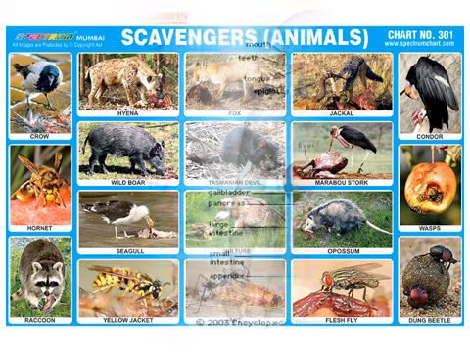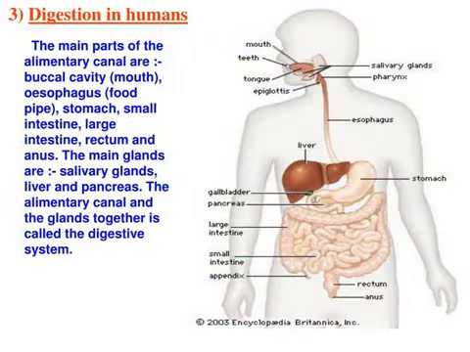Students, let's talk about the nutrition in human beings. We know man is an omnivorous and depends on both plants and animals for food. We get fruits and vegetables from plants. We get milk, eggs, honey, and meat from animals.